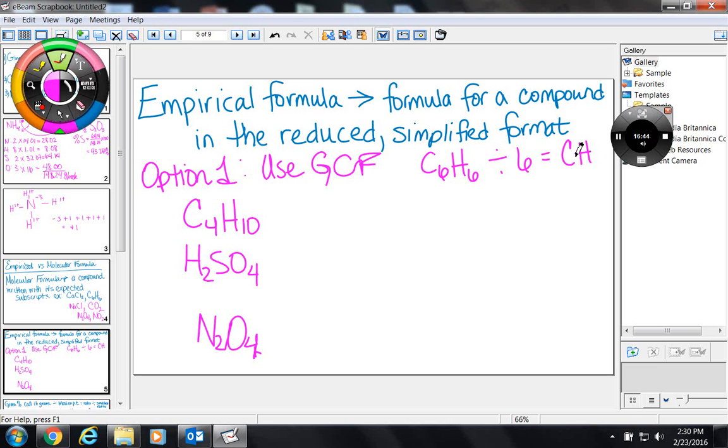What about C4H10? What's the greatest common factor between 4 and 10? 2. You can't divide 10 by 4. Well, you can, but you can't get a whole number. You have to get a whole number. So if you divide by 2, you're going to get C2H5.